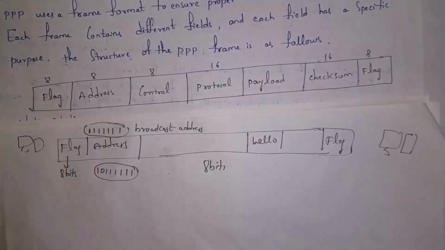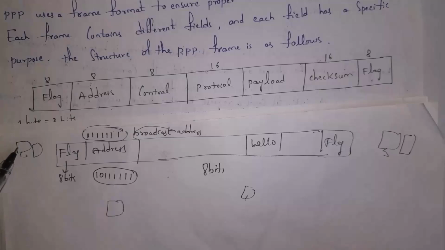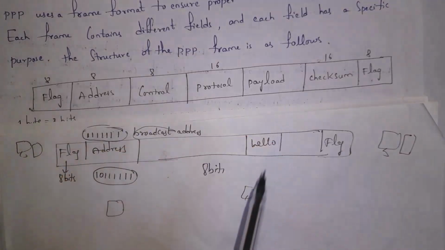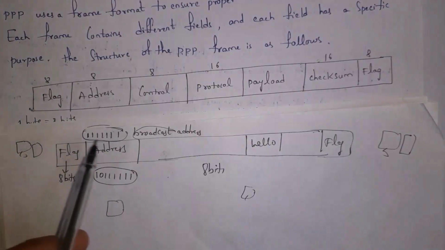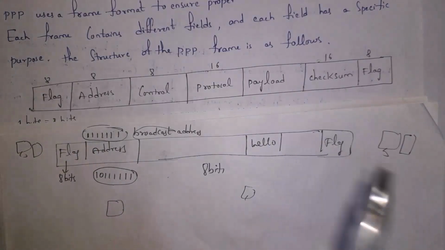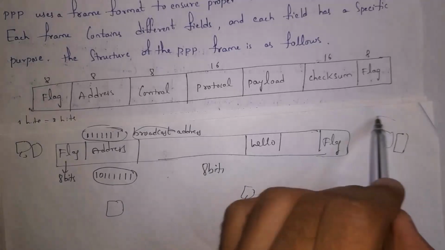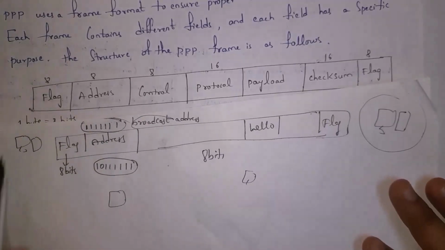By default, whenever this computer includes all ones, that means data is transferred to all computers connected to this network. Though data is sent to all computers, only the particular receiver will receive the data. So only this computer will receive the data. This is the meaning of broadcast address.